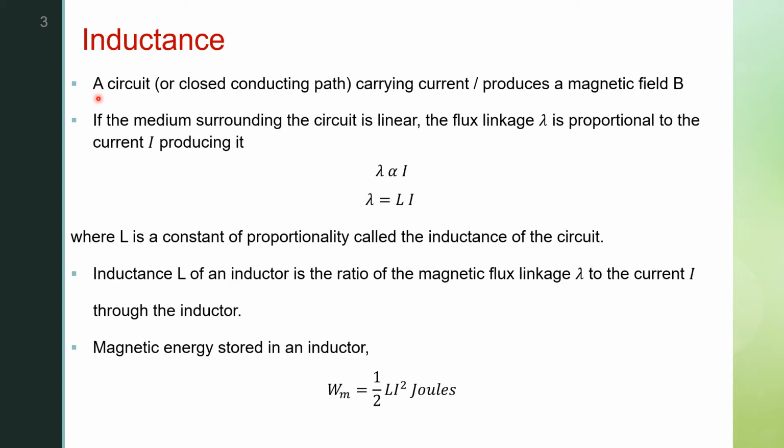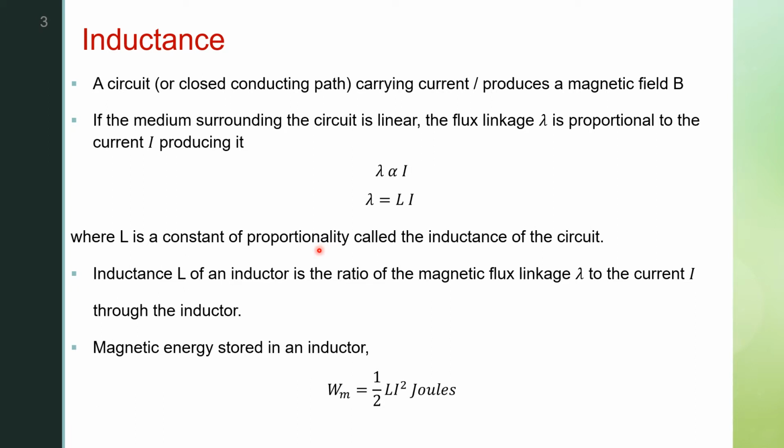Inductance. A circuit or a closed conducting path carrying current will produce a magnetic field. The magnetic field will cause a flux. If the medium surrounding the circuit is linear, then the flux linkage is proportional to the current producing it. Mathematically, we can write flux linkage lambda is directly proportional to the current producing it, that is I. So we have lambda directly proportional to I. So changing the proportionality constant, we can write lambda is equal to L into I, where L is the constant of proportionality called inductance of the circuit.